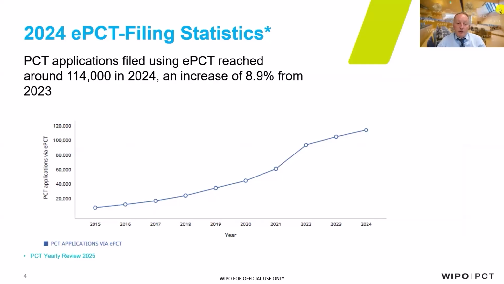I will give you some statistics on ePCT filing. So in 2024, there were 114,000 PCT applications which were filed using ePCT. There was an increase of 8.9% compared to 2023.